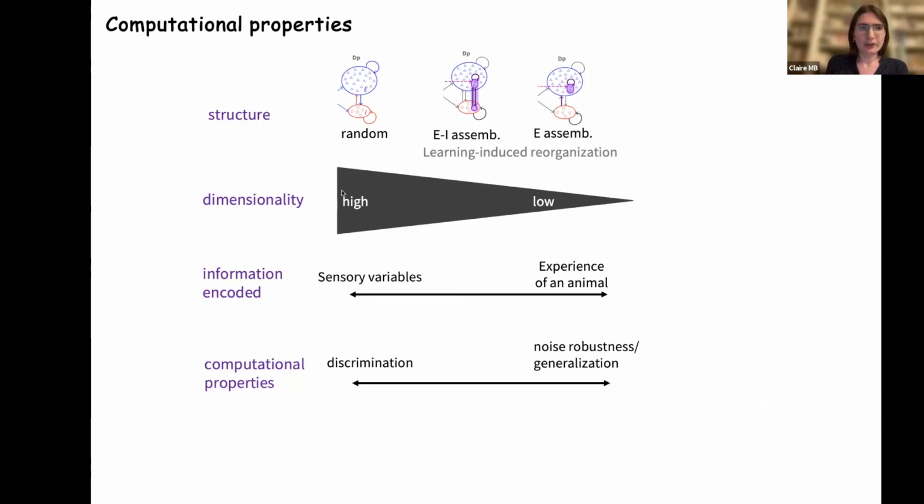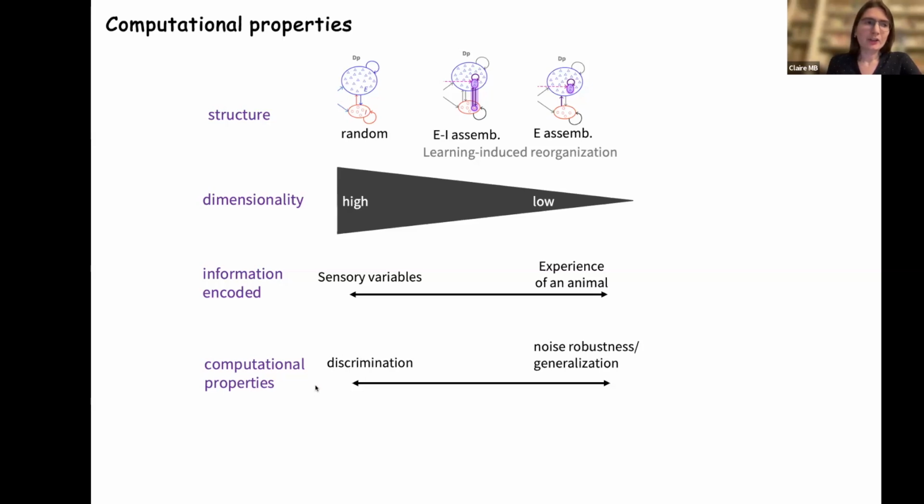And I have shown you that in terms of dimensionality of activity, this dimensionality is in between the dimensionality of random networks and networks with excitatory assemblies. In terms of computational properties, low dimensionality is thought to favor noise robustness and generalization, as is the case, for example, of our discrete attractors. If you remember my lavender example in the introduction, if you have a flower with a similar odor, the activity would converge to the stored lavender pattern.